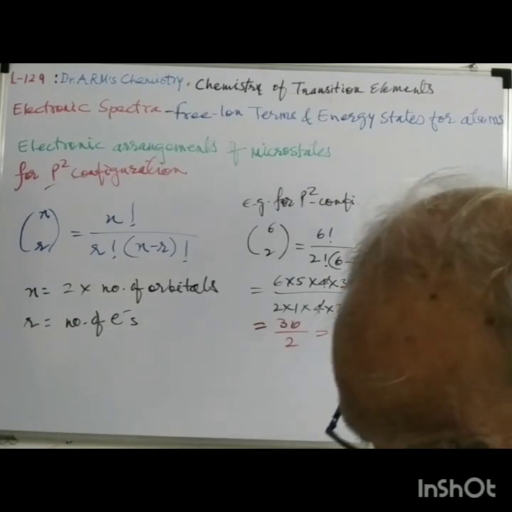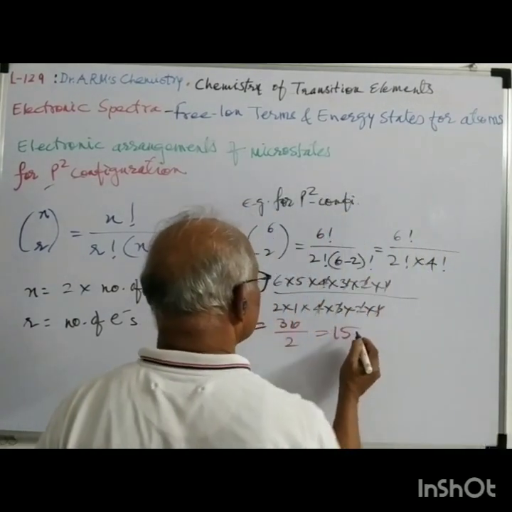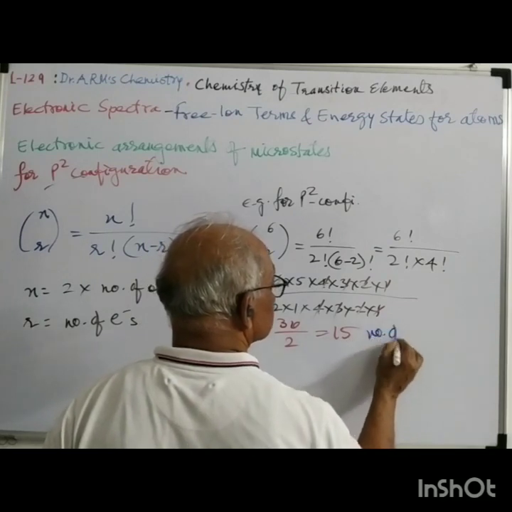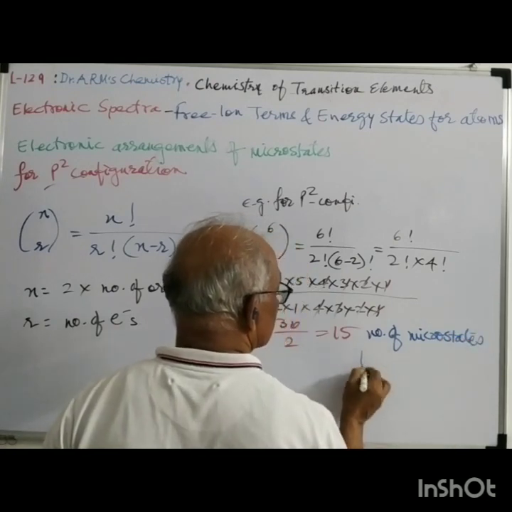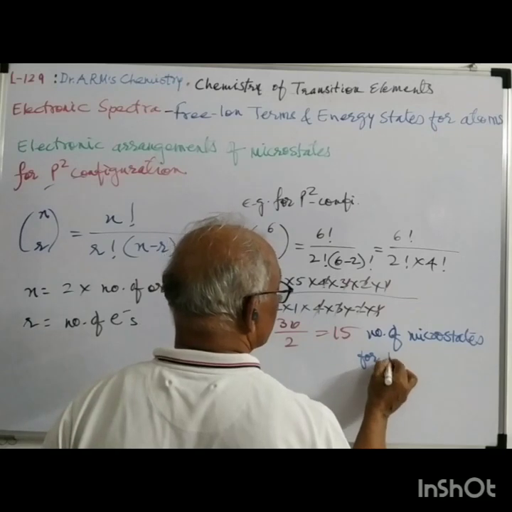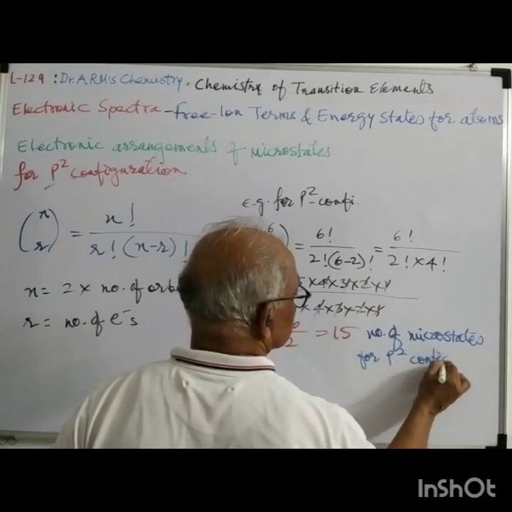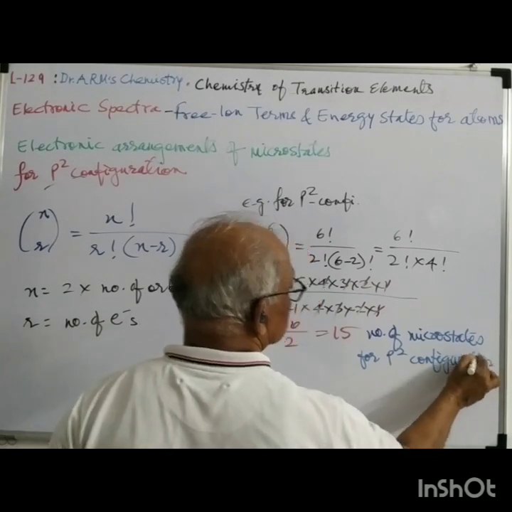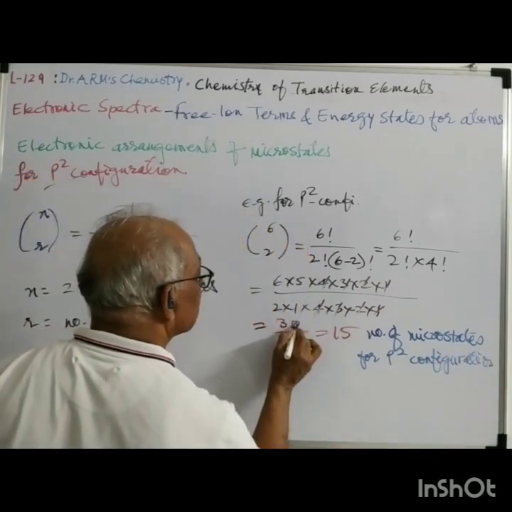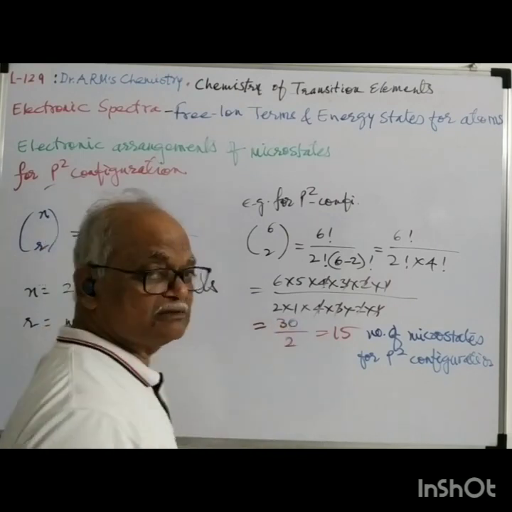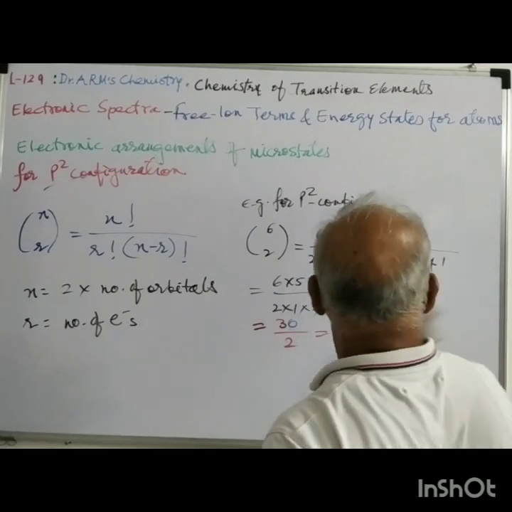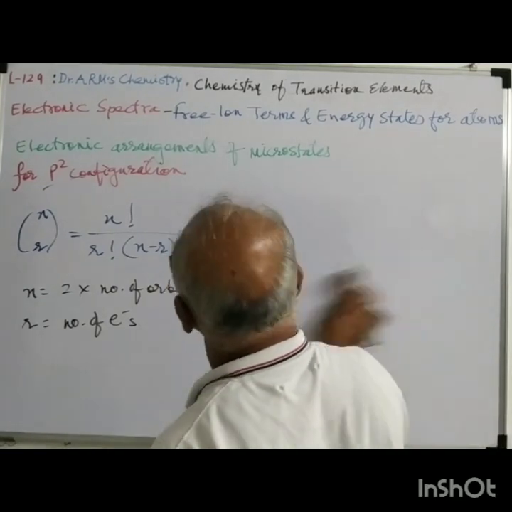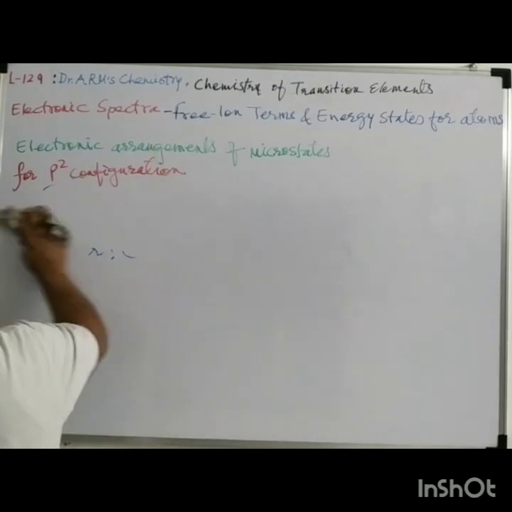So these are the 15 microstates for the P2 configuration. This is 30. So in this way, we can have the electronic configurations. 15 means 15 microstates are possible for the P2 configuration.